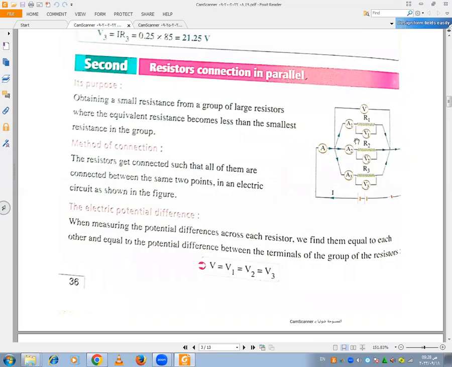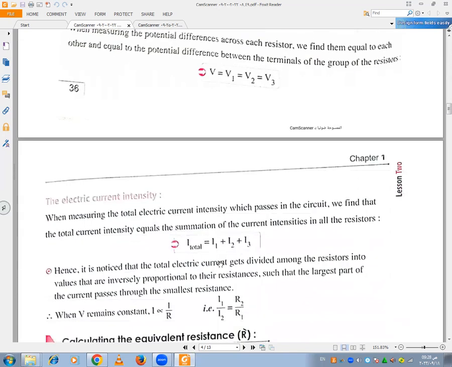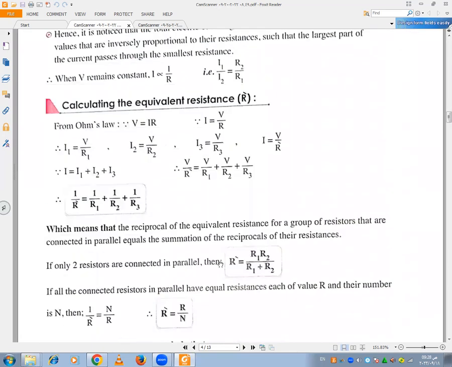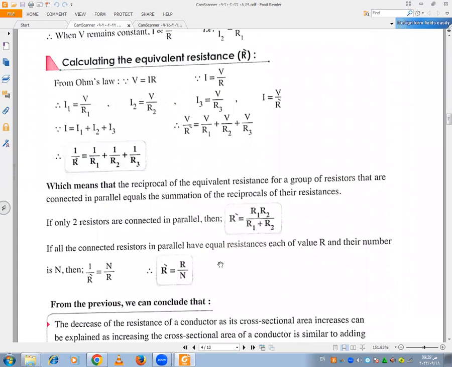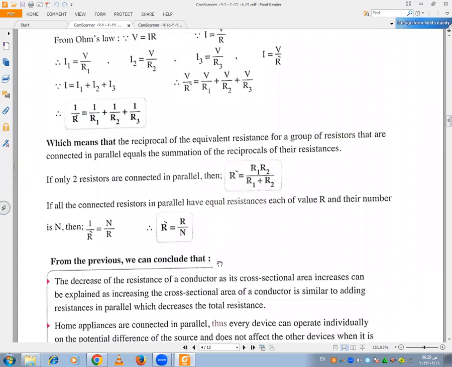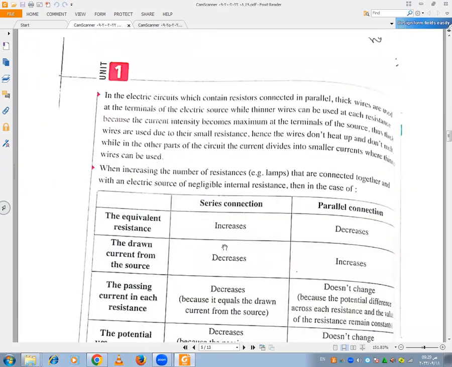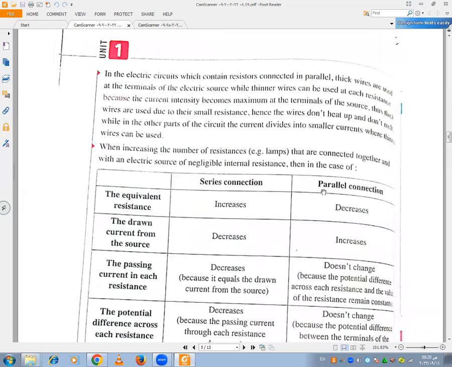The potential difference V1 equals what? From Ohm's law in the first lesson, V1 equals I1 times R1, V2 equals I2 times R2, V3 also equals I3 times R3. Okay, so if we want to make a comparison between resistance in series and in parallel, we have to make this table.